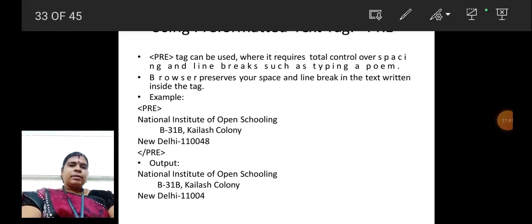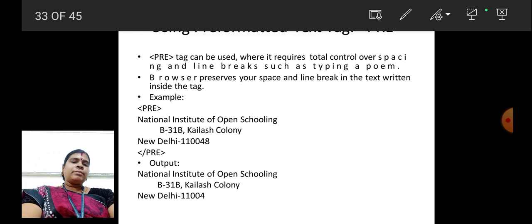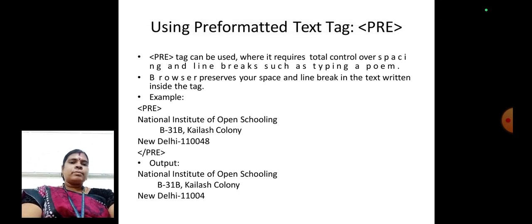Example: pre tag, National Institute of Open Schooling, B-31B, Kailash Colony, New Delhi, 110048, closing pre tag. Output: National Institute of Open Schooling, B-31B, Kailash Colony, New Delhi, 110048.